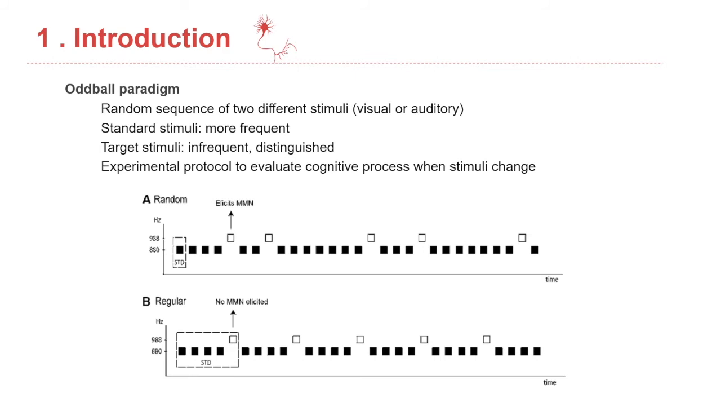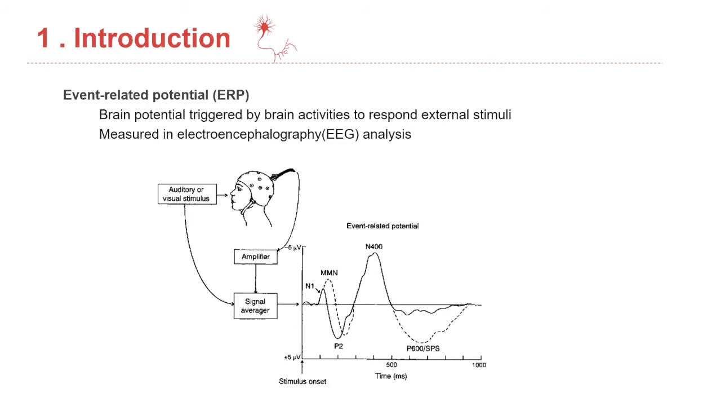When this external stimulus is applied, information processing occurs in the brain, and a characteristic waveform is generated accordingly. This is called event-related potential, ERP, and can be measured through EEG experiments. ERP is triggered by brain activities to respond to external stimuli. With the utilization of the oddball paradigm, subjects are required to utilize cognitive function. This elicits a specific type of ERP.